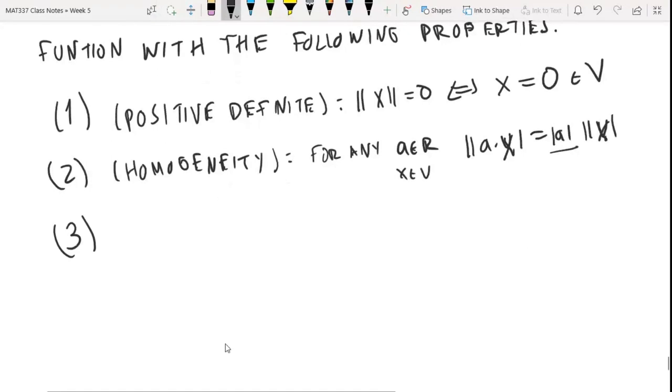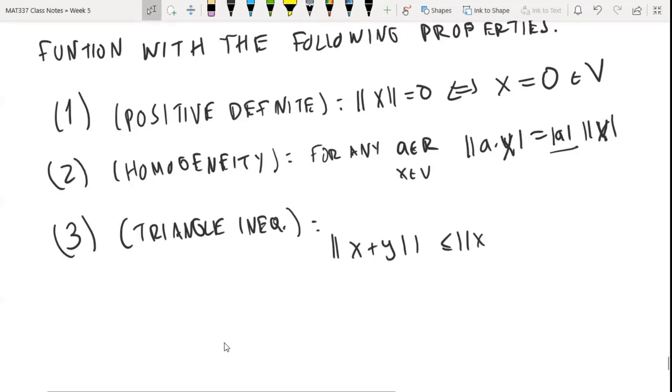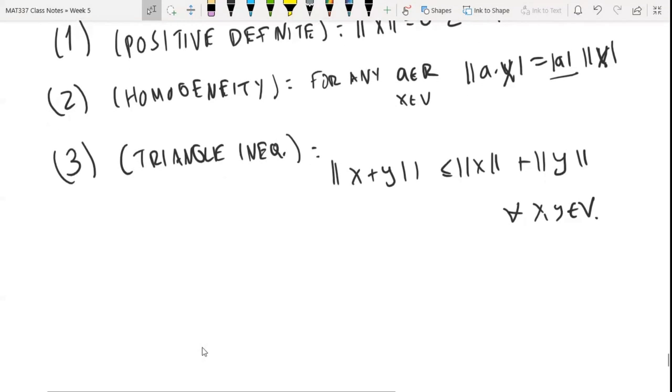Yeah, we'll do plenty of examples. Finally, you have the triangle inequality. So the norm of x plus y is less than or equal to the norm of x plus the norm of y. Okay. So these are the 3 properties. So quiet. No questions. Nothing. So let's do some examples.